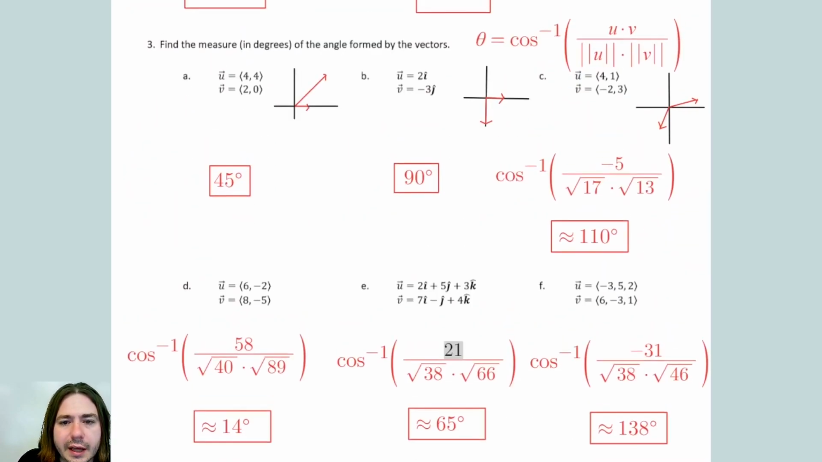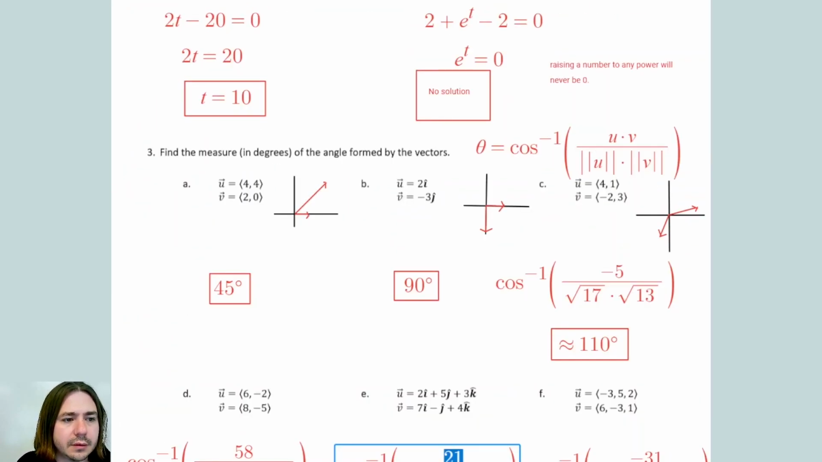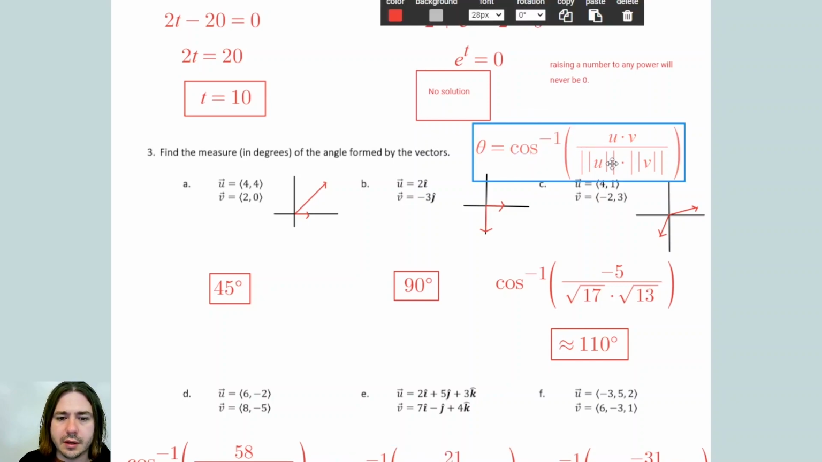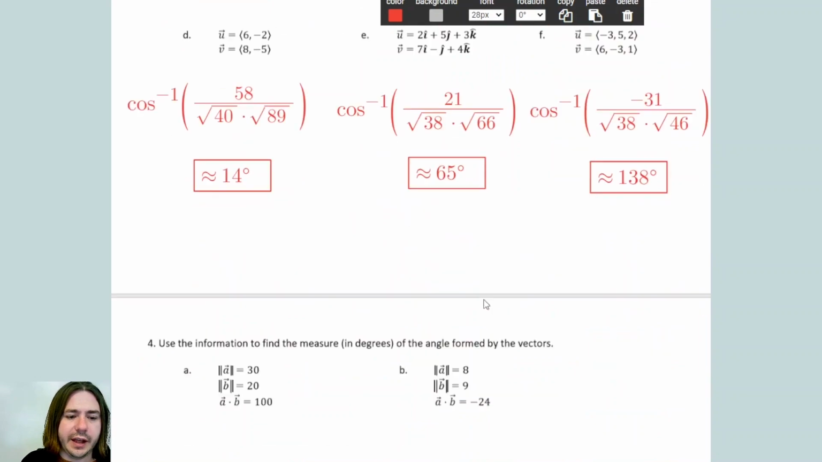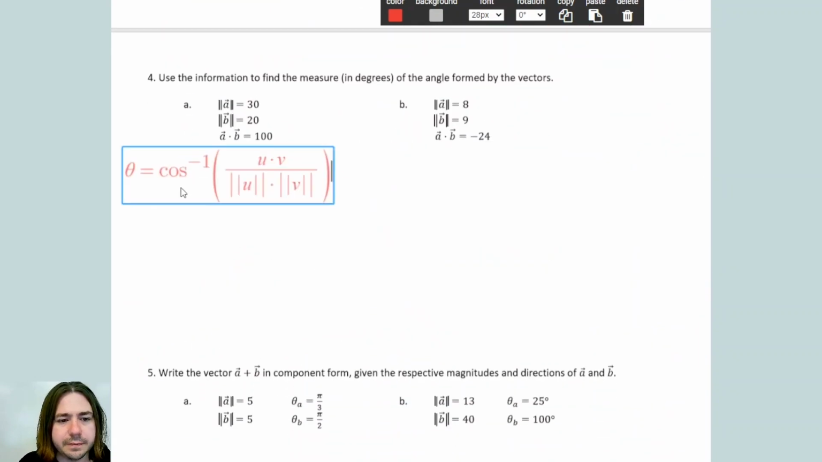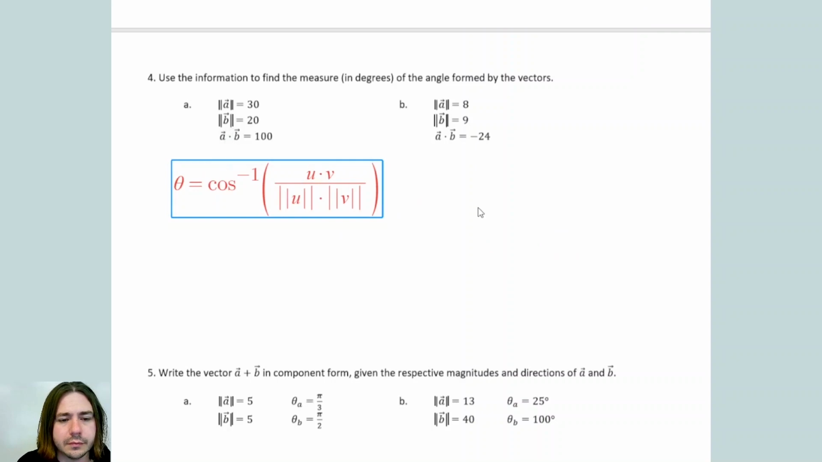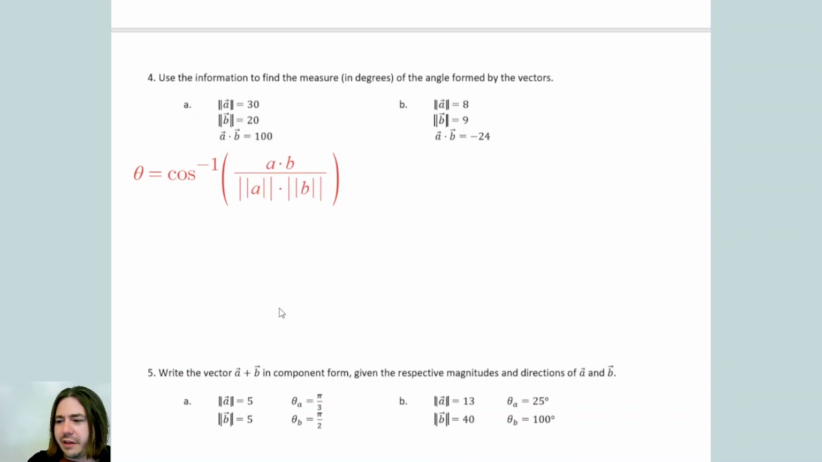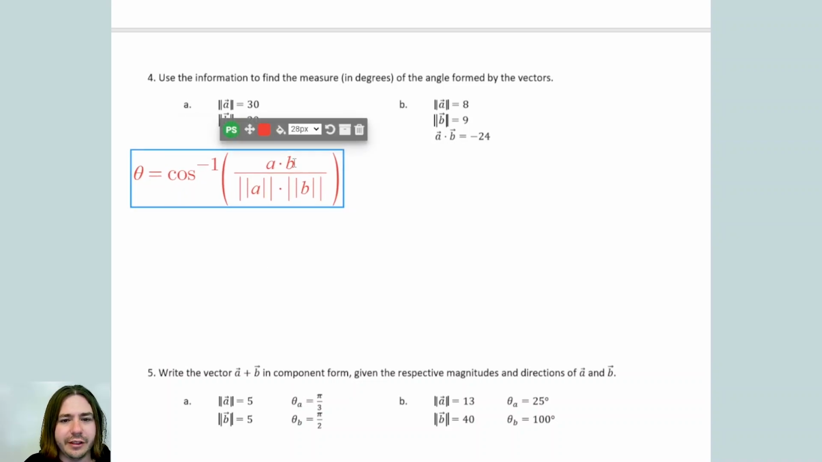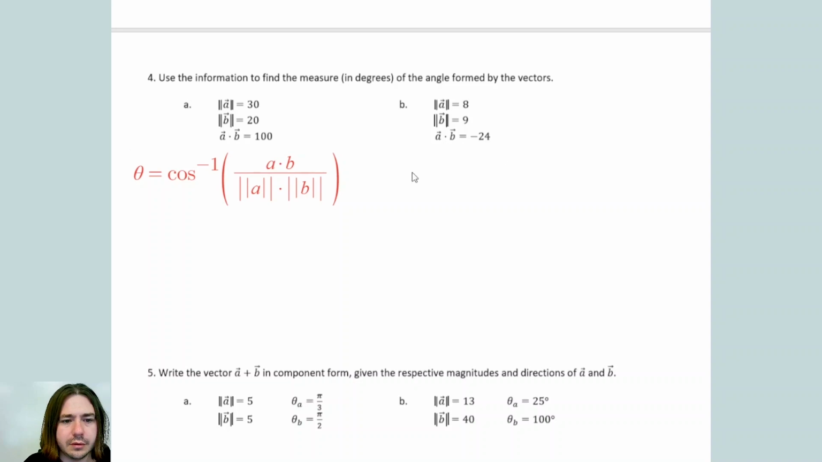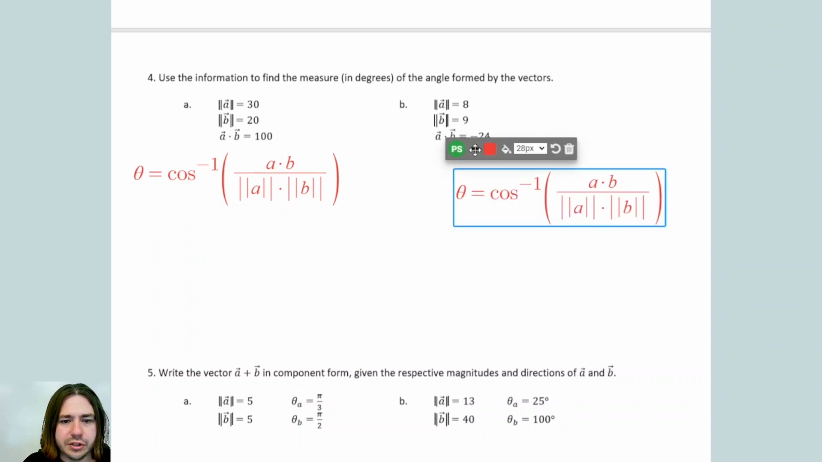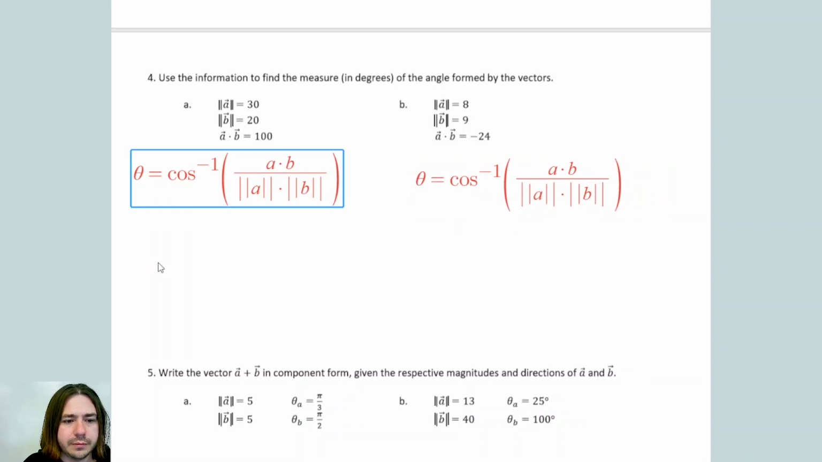All right, so let's go ahead and copy this formula, although I will change the u and v to a and b, because that's what these vectors are named. Notice that all this information is given. Even though we don't have the vectors themselves, we don't really need them. We could probably figure out what they are, but it's not asking for that. It's just asking to find the angle between them. So we just need to plug in the important information.